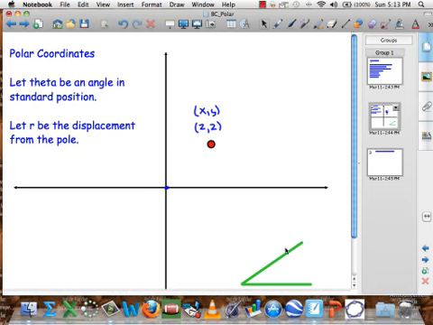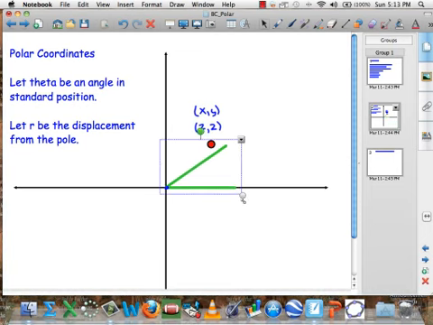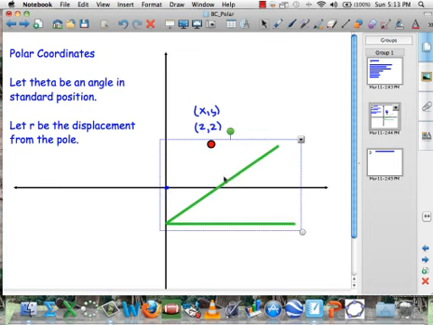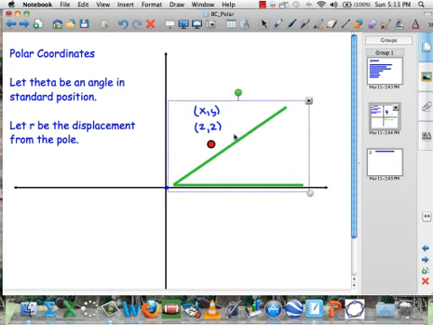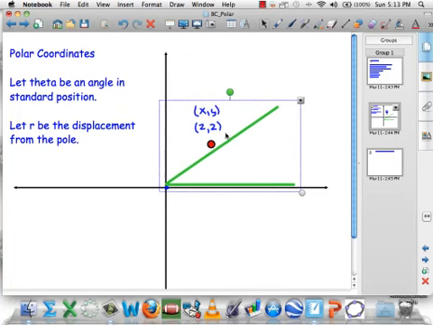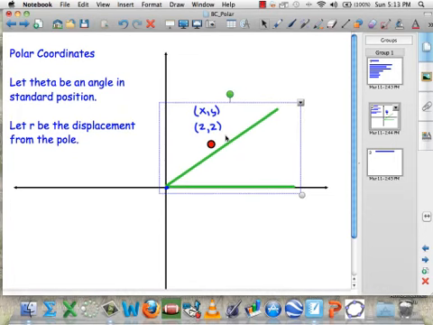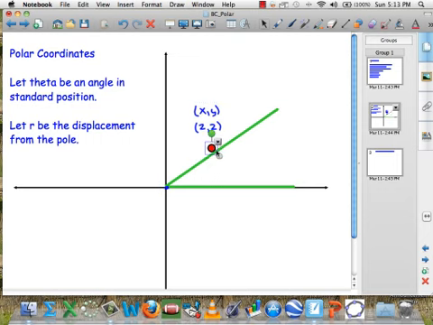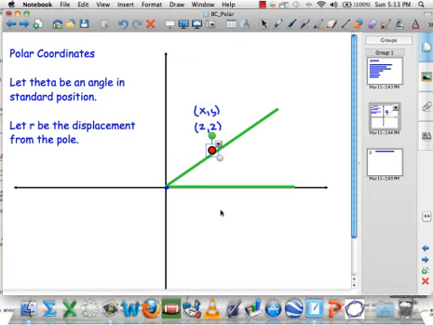Alright, now, what is an angle in standard position? Okay, let's review that. Standard position means that I have an angle whose initial side, where it starts, is on the positive x-axis, and its vertex is at the origin. Okay, vertex is at the origin. And let me just adjust this dot so that it's on the angle here.